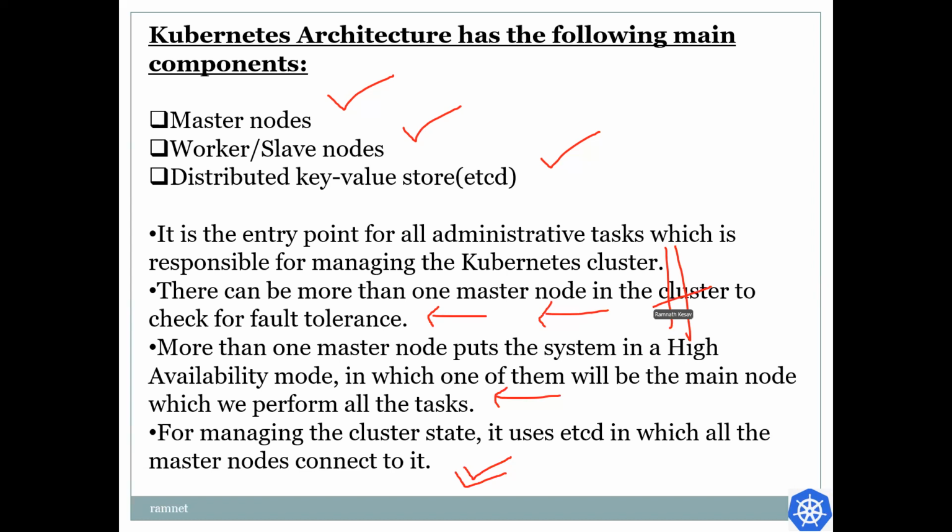We are revisiting that fundamental again. More than one master node puts the system in a high availability mode, in which one of them will be the main node that performs all the tasks. We can control that. For managing the cluster state, it uses etcd, to which all the master nodes are connected. So next, we'll see.